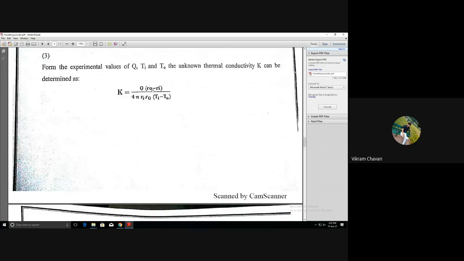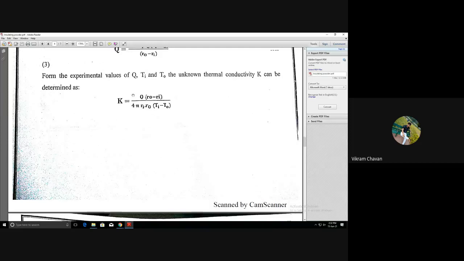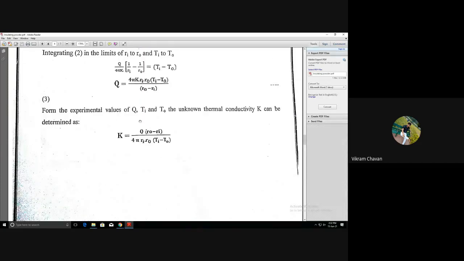Now in this particular equation, ri is known, r naught is known, and ti and t naught we have to observe from the experiment. We have to calculate ti and t naught at steady state condition, and once we have calculated these, just put the values over here. This equation we get in the form of q, and we can convert it in the form of k. Then k is equal to q multiplied by (r naught minus ri), divided by 4 pi ri multiplied by r naught multiplied by (ti minus t naught).